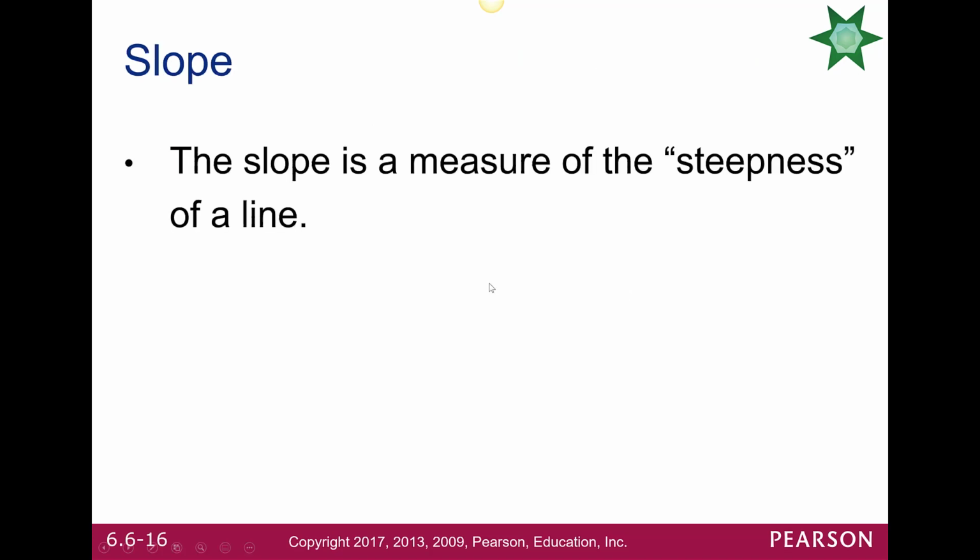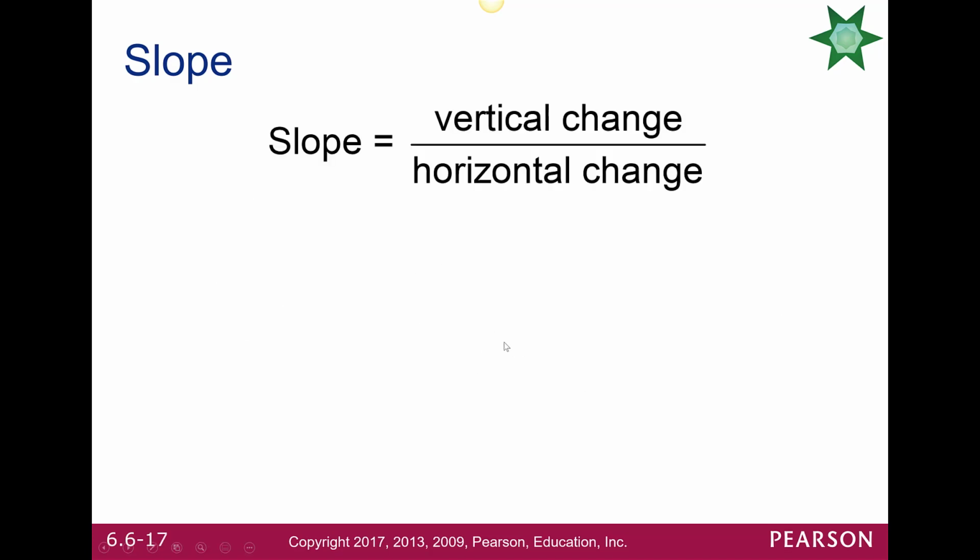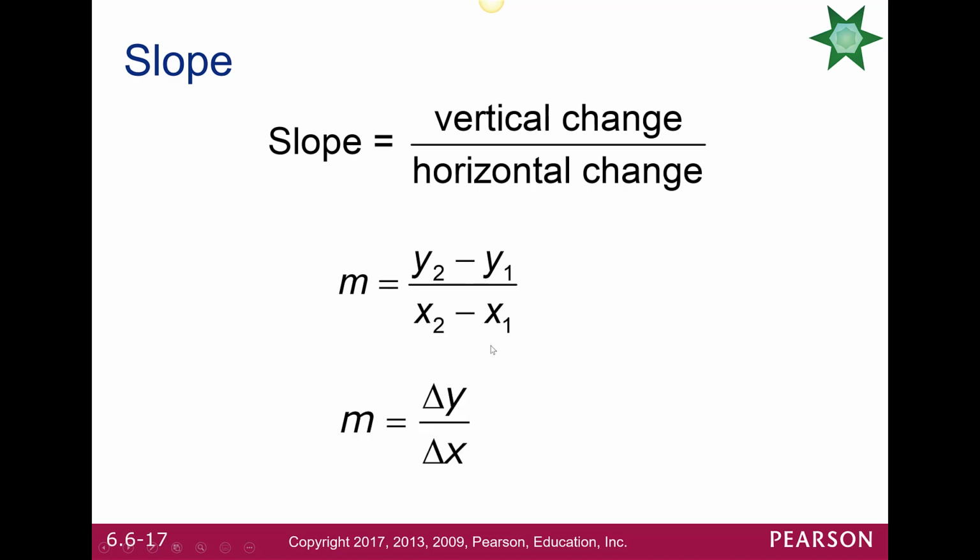Now the slope of the line is a measure of the steepness of the line. It's the ratio of the vertical change to the horizontal change for any 2 points on the line. Many students learn this as rise over run, vertical change over horizontal change. If we take 2 points on the line, we take the difference in the y coordinates divided by the difference in the x coordinates. And there's 3 different ways it can be written.